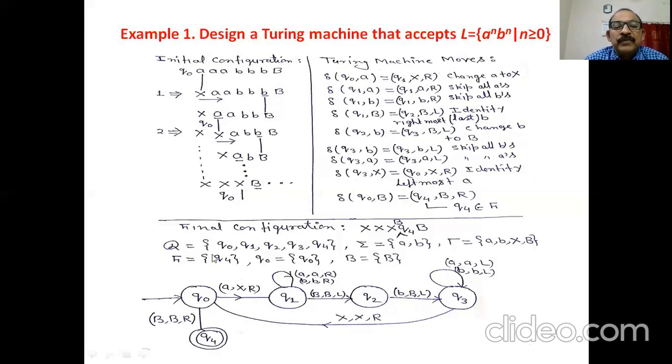Here you can see there are 5 states. So you have drawn 5 circles and labeled the circles with the states of the Turing machine: Q0, Q1, Q2, Q3 and Q4. Here Q0 is the initial state and Q4 is the final state. So the initial state is represented by the incoming arrow, and the final state is represented by the double circle. Okay.